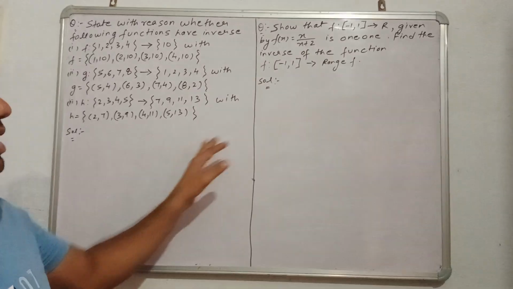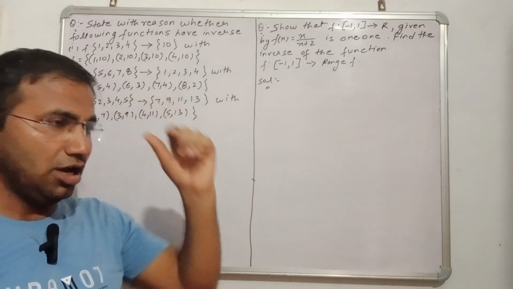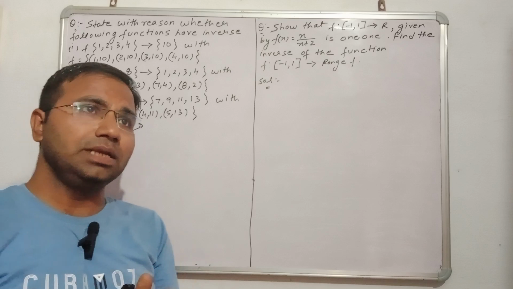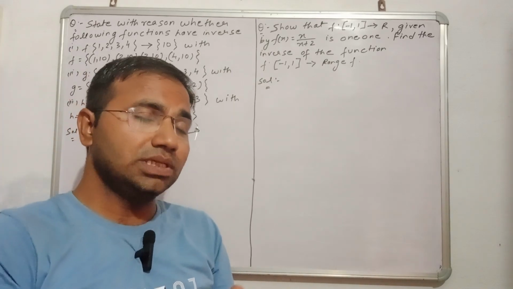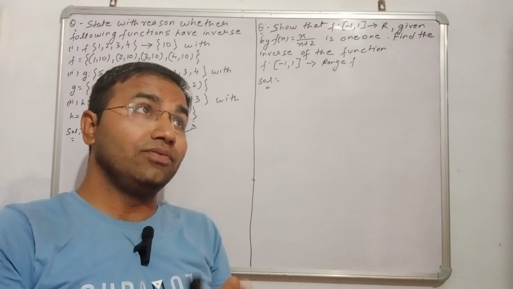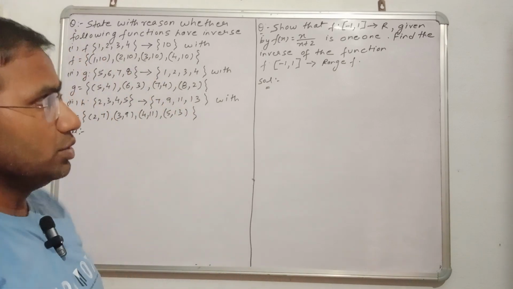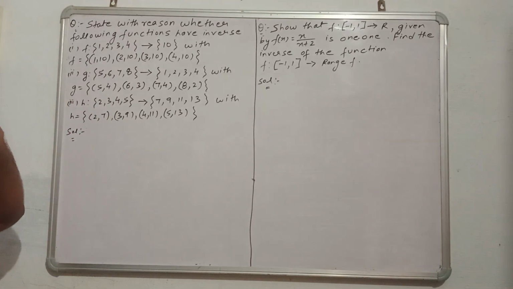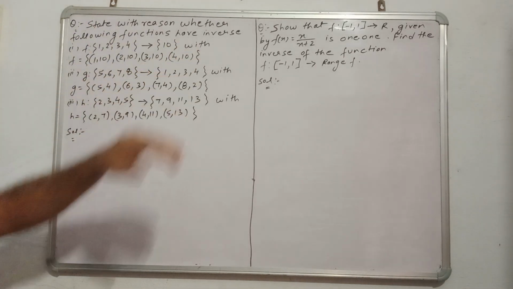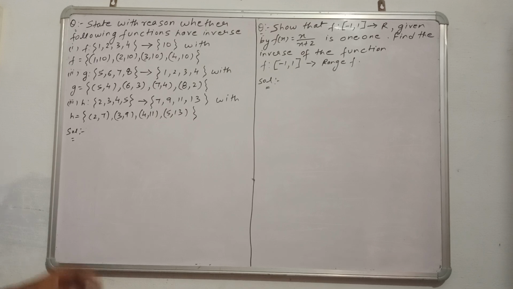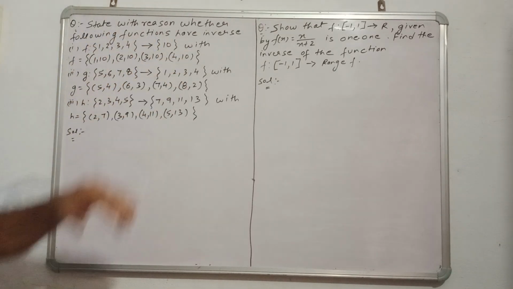So here I have written two questions, and on the basis of these two questions I will make you understand how you will tell whether a particular function can be written as an inverse function, whether you can write the inverse function of a particular function or not. Okay, so see here one question is given. What is the question saying? State with reason whether the following functions have inverse or not.